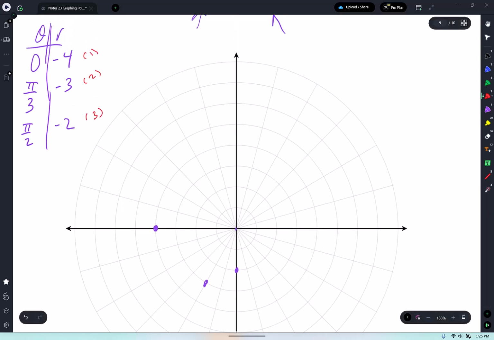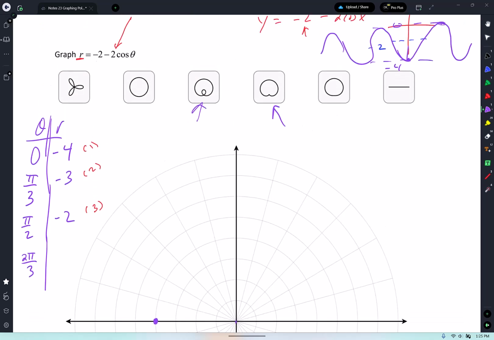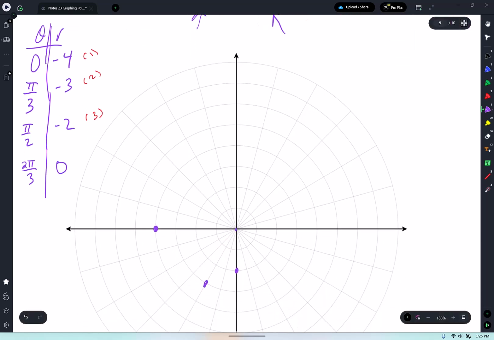I'm going to go to 2 pi over 3. Why am I choosing 2 pi over 3? Because I'm choosing perfect numbers. Cosine of 2 pi over 3 is -1/2. -1/2 times -2 is +2. -2 plus 2 is 0. So at 2 pi over 3, let me see, where's 2 pi over 3?